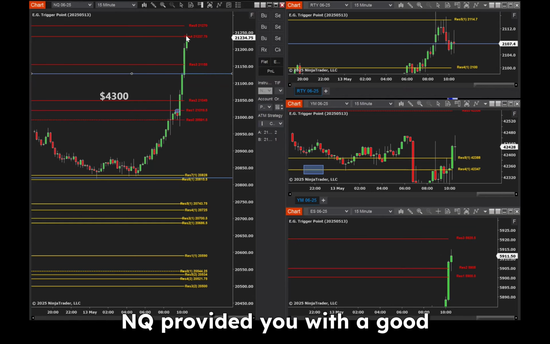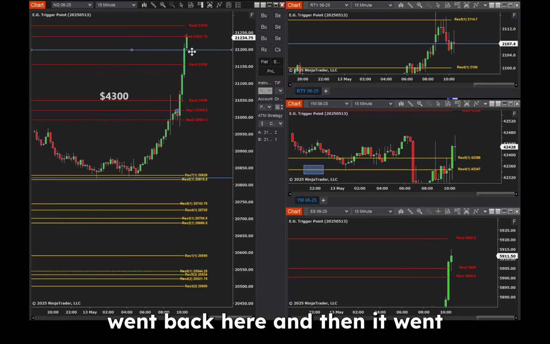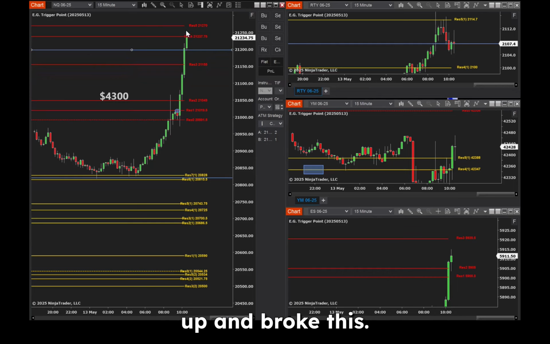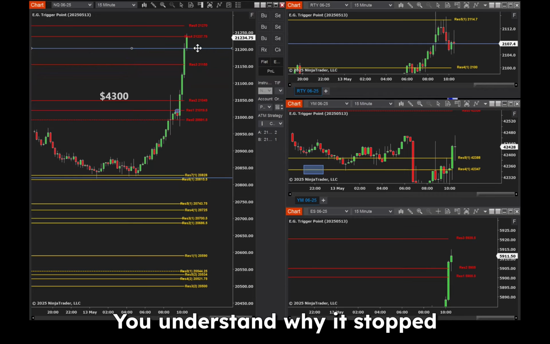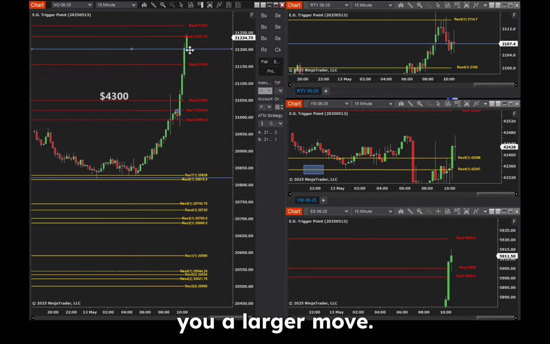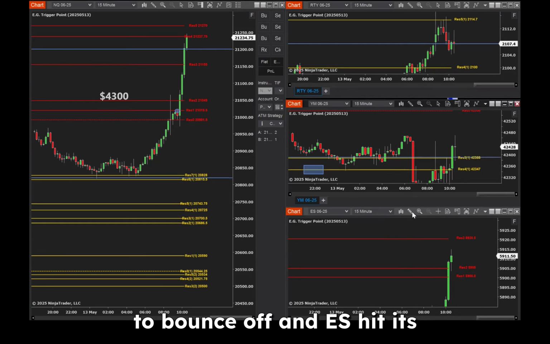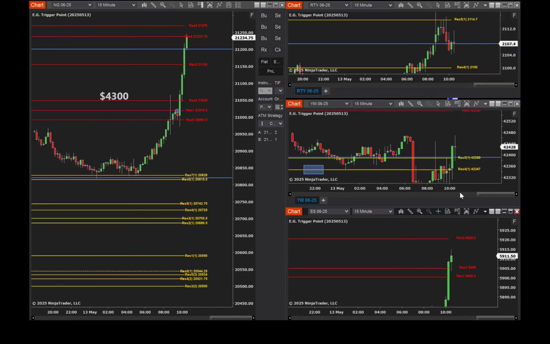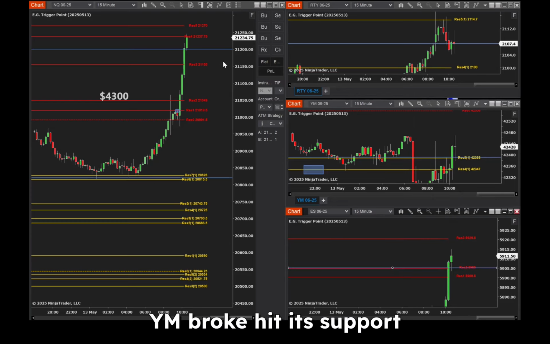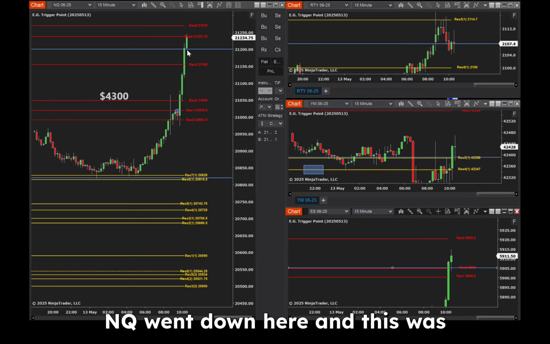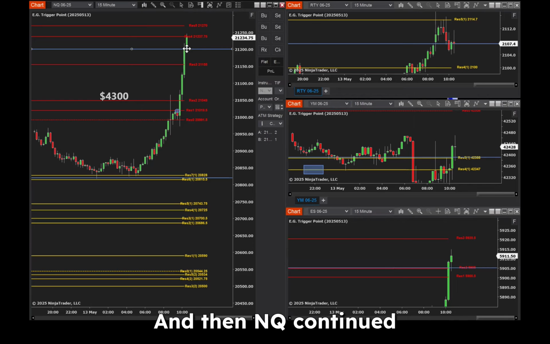NQ provided you with a good short opportunity, and then it went back here, and then it went up and broke this. You understand why it stopped here and it didn't give you a larger move. This is because YM hits its support, expecting to bounce off, and ES hit its support at the same time. Okay, ES hit its support, YM hit its support. In this case, NQ went down here, and this was a great profit target. And then NQ continued to the upside.